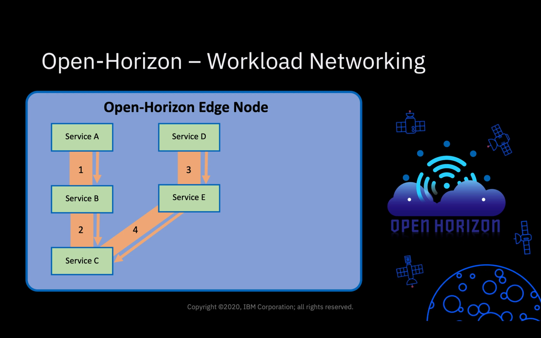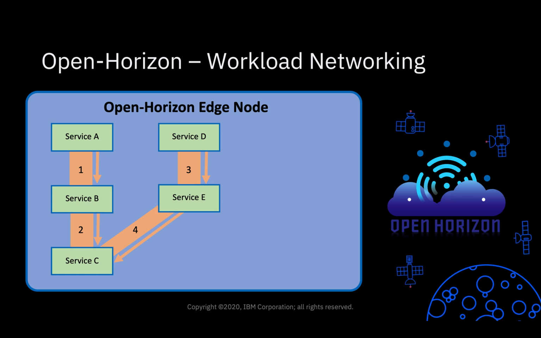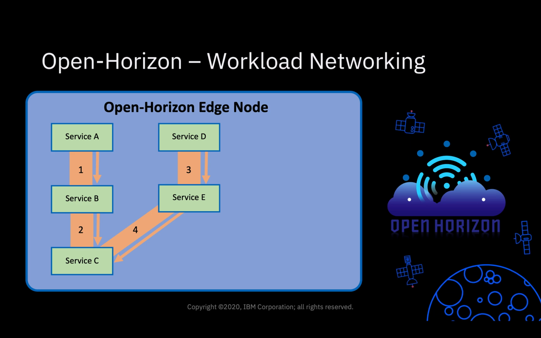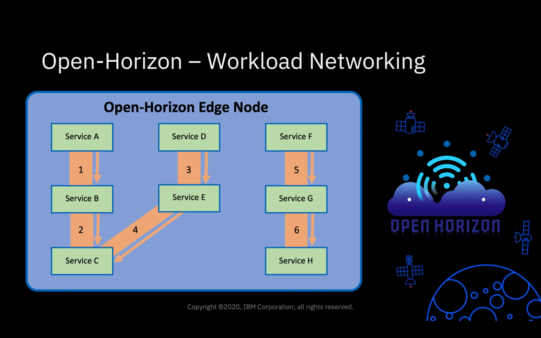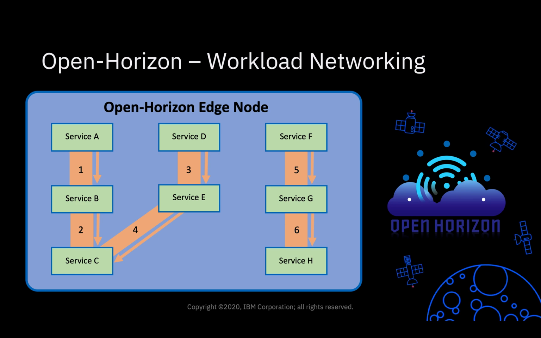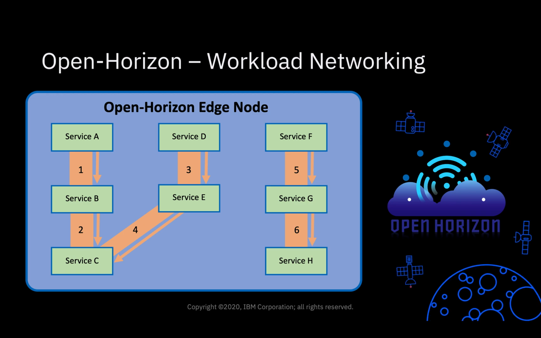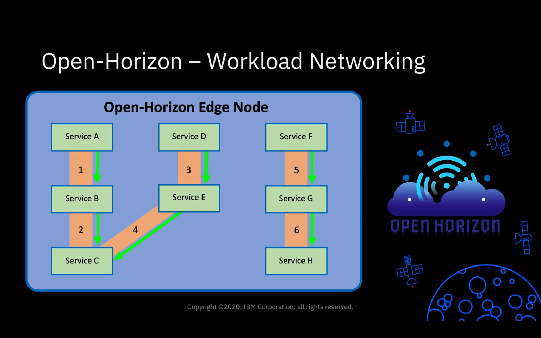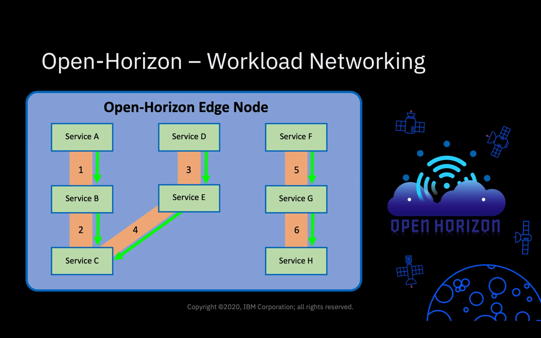So maybe service C is something like an MQTT broker, and both of those services want to use it. Or maybe service C is providing some information about the host, a read-only service to look at the hardware perhaps, that any service is allowed to connect to. And of course you can have another completely independent set of services F, G, and H that are completely independent of those other services.